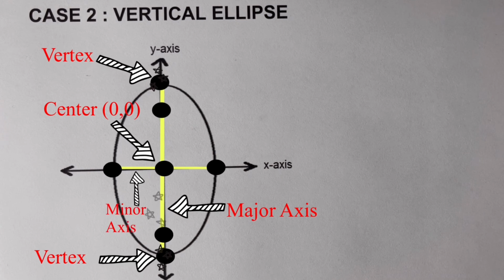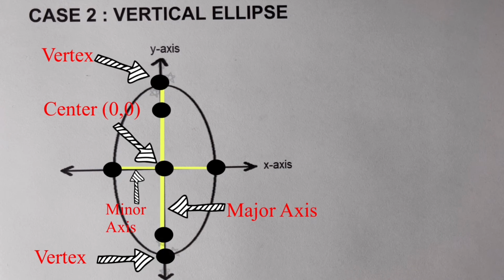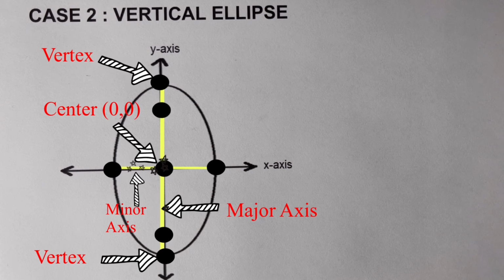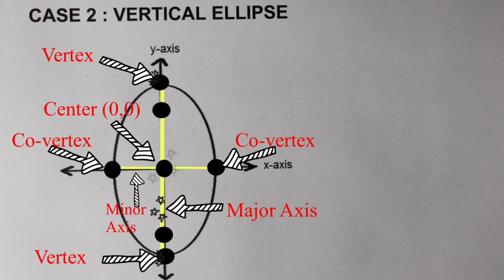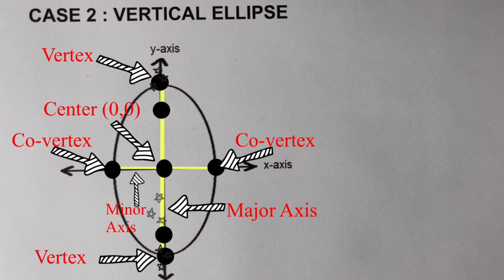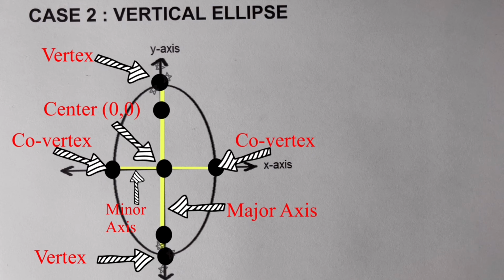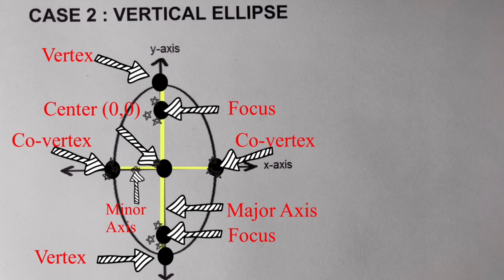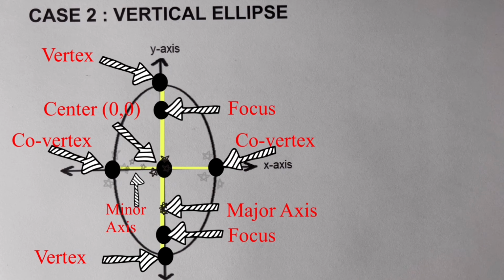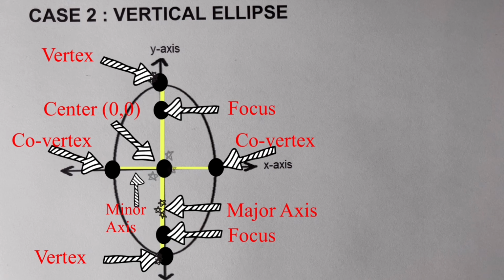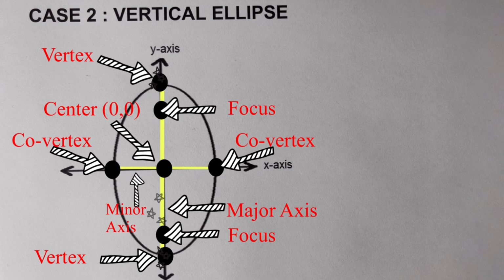We also have a minor axis that is the shorter diameter of an ellipse that passes through the center and that connects the two co-vertices. And again, along this minor axis, we have the co-vertices or the co-vertex if it's singular. These are the endpoints of the minor axis. Now, we also have another part which we call focus. So these 2 points right here are our foci. So pretty much these are the parts of an ellipse. It doesn't really matter if it's a vertical ellipse or a horizontal ellipse. The parts would still be the same.